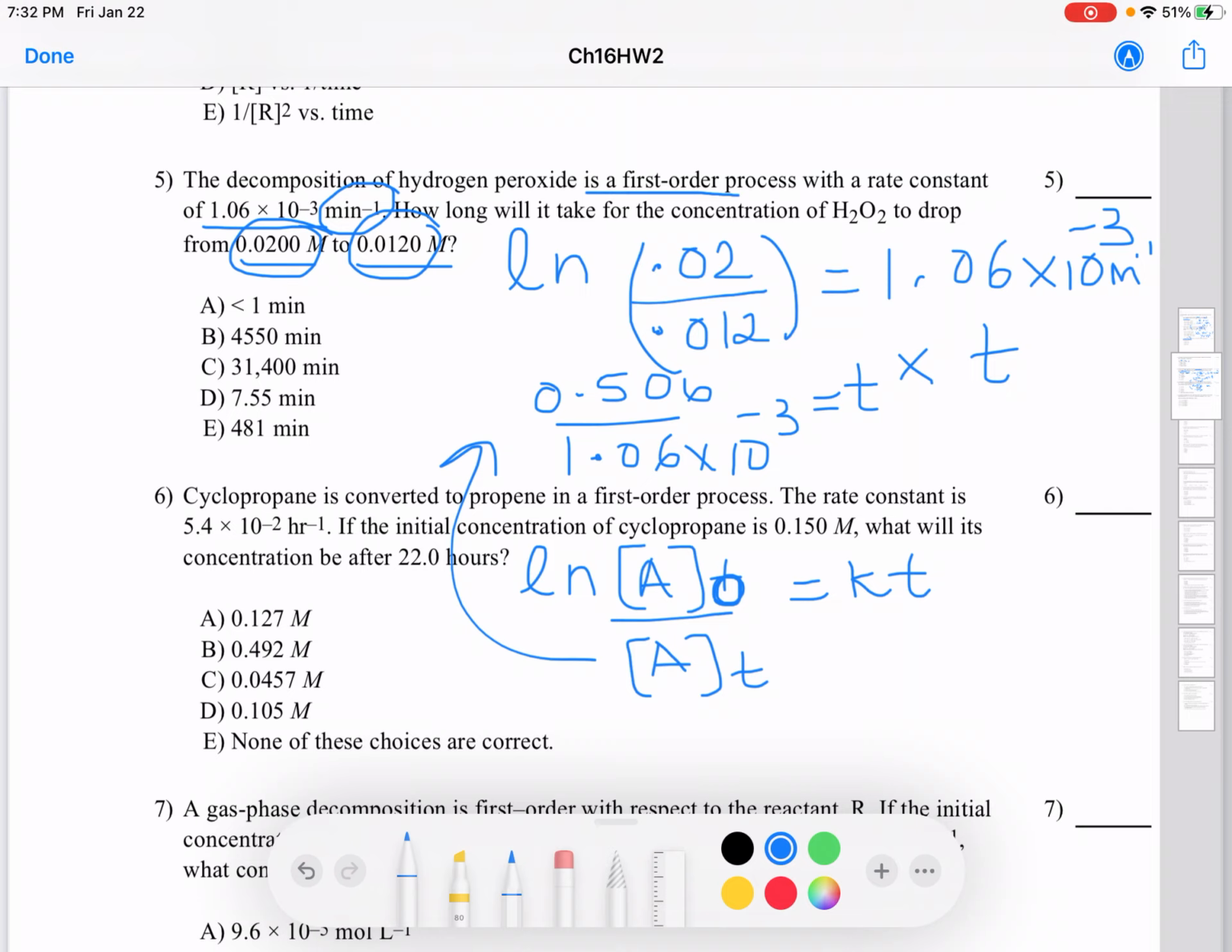So you will get a number that would be closest to one of the answers, so you can get the correct answer. 0.02 over 0.012, and you get the ln of that, 0.510. I got 0.510 here.